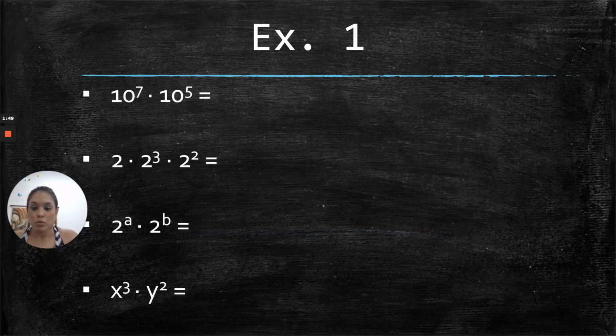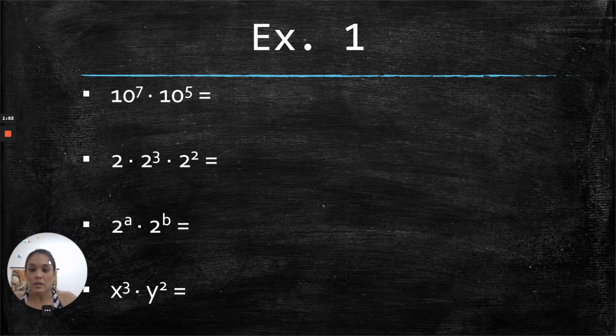So let's work through a few examples. First example is 10 to the 7th power times 10 to the 5th power. We're going to apply the product rule where the bases are the same. So we have 10s right here. Our bases are the same, so we're going to add the exponent. So this is now 10, 7 plus 5, which equals 10 to the 12th power.